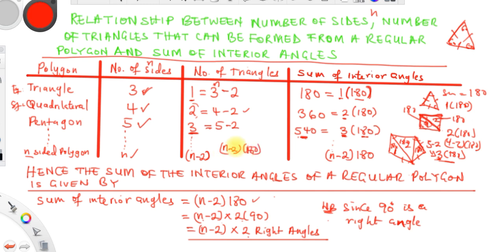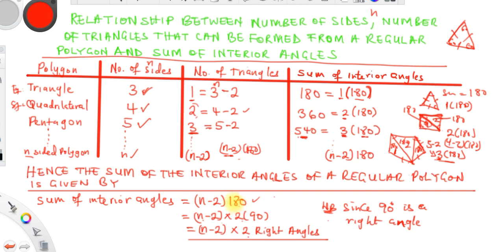Where this n minus 2 is what? The number of triangles that can be formed from the polygon. That is what this n minus 2 stands for. Don't get confused, it's very simple. In general, we are saying that the sum of the interior angles of a regular polygon is given by what? The number of triangles that can be formed from the polygon.